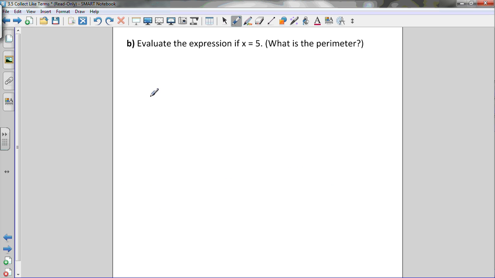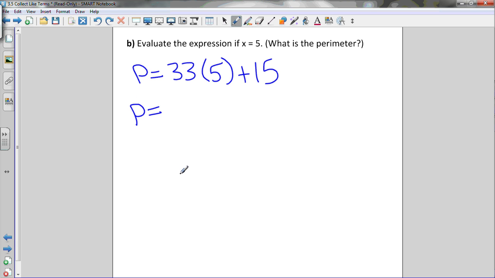And let's evaluate that expression. So 33x plus 15. So perimeter equals 33 times x, which we know is 5, plus 15. So let's figure this out using the correct order of operations. So 33 times 5 will give us 165. And how I would determine that mentally, I would break this into 30 times 5 plus 3 times 5. Those are numbers that I would be able to multiply together.